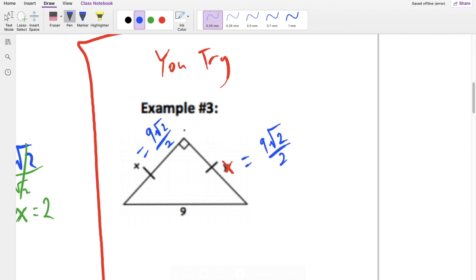You would have gotten the sides to equal 9 root 2 over 2. Remember, if you got 9 over the square root of 2, you just need to rationalize the denominator, and you would have gotten the correct answer. So just rationalize. Again, that is why we started with radicals.